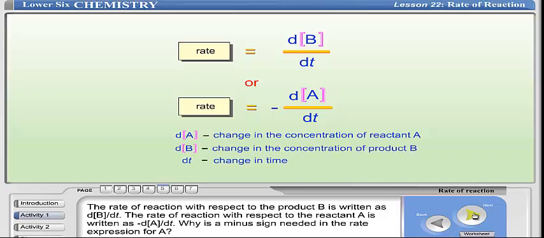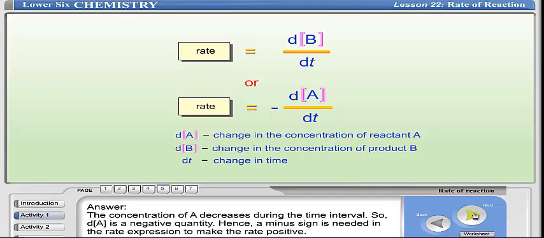Why is a minus sign needed in the rate expression for A? Answer. The concentration of A decreases during the time interval, so dA is a negative quantity. Hence, a minus sign is needed in the rate expression to make the rate positive.